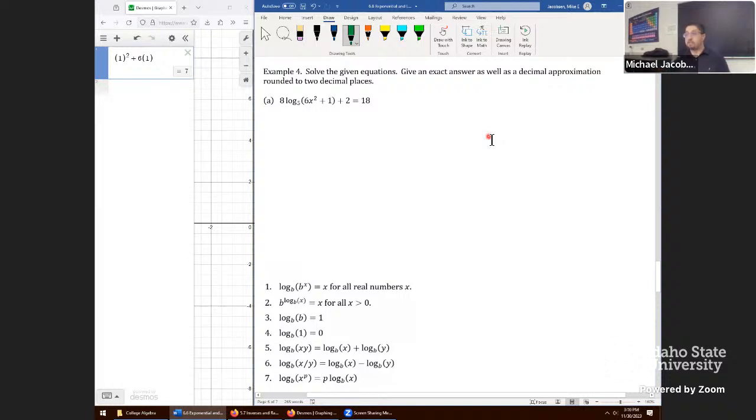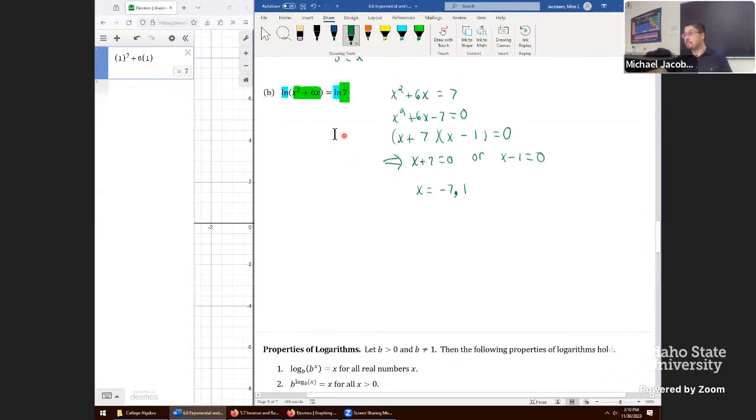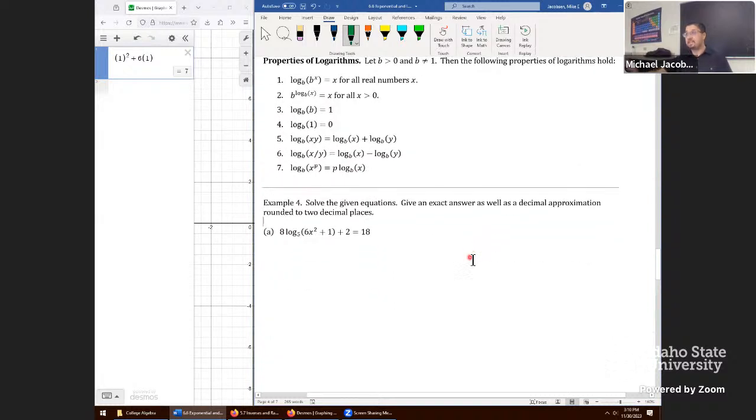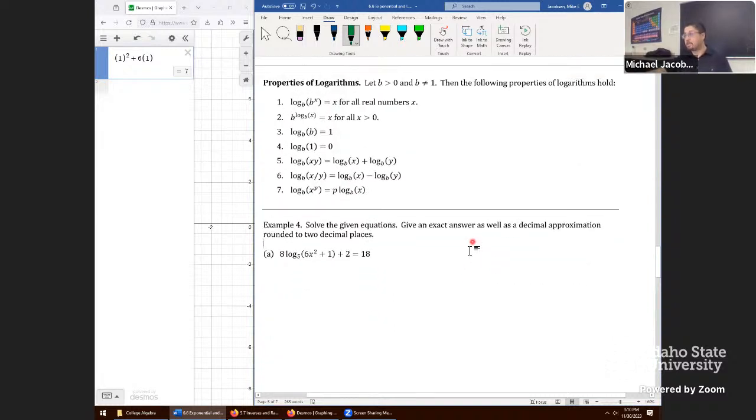So the instructions are pretty much the same. We'll solve the equations. We're going for two kinds of answers, an exact answer, as well as a decimal approximation if necessary. Same rounding, we'll go for 2 decimal places on this as well. So this one is kind of weird. There's only one logarithm here, so we can't use the strategy in the previous set of examples. We can't equate inputs to logarithms any longer. That's okay, we still have a good strategy for this.